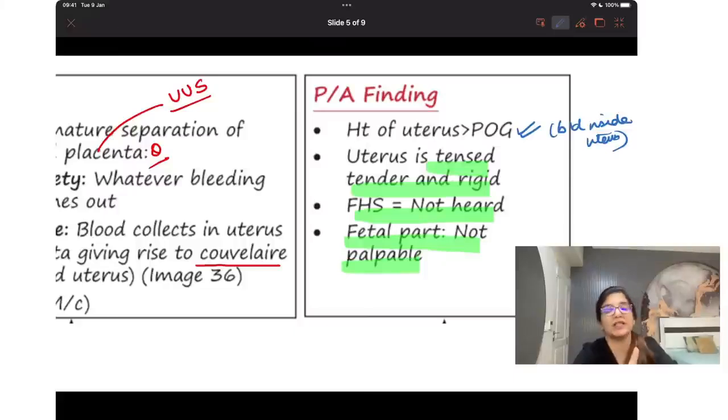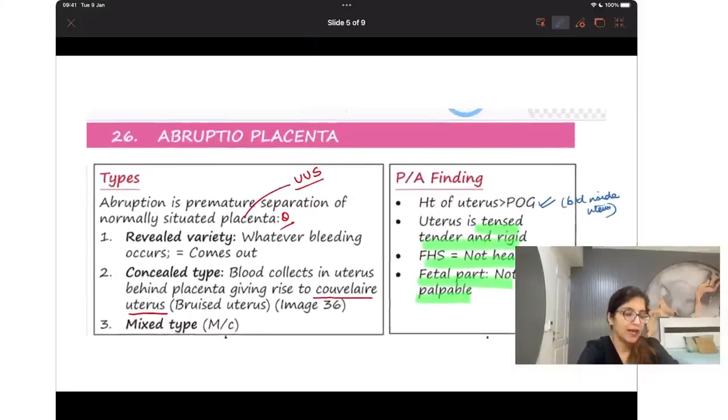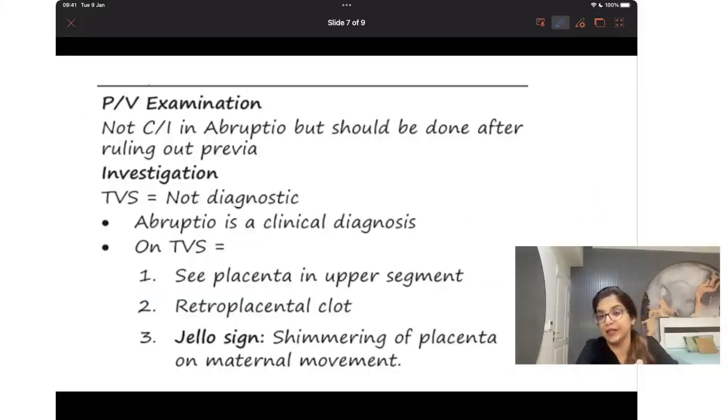In contrast, what happens in placenta previa? In placenta previa the height of the uterus is always equal to the period of gestation. How is the uterus? It is relaxed, soft, and non-tender. Because the uterus is soft, relaxed, and non-tender, fetal heart sounds are easily heard and fetal parts are easily palpable. Clear to all of you? Yes? Okay.